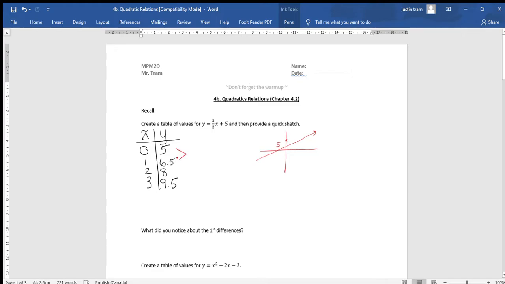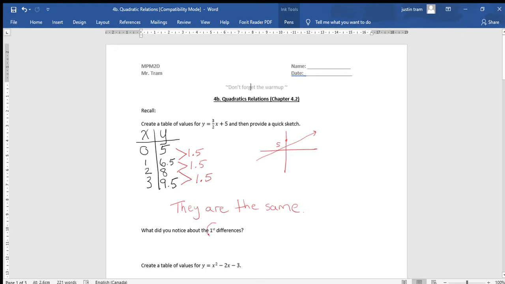If I look at the differences between the y values, let's see what we get. So from 5 to 6.5, 6.5 minus 5 is 1.5. 8 minus 6.5 is 1.5. 9.5 minus 8 is 1.5. Now, what do we notice about the first differences? Ignore the word first for a second. Let's look at the differences. The differences are the same. Okay, they are the same.